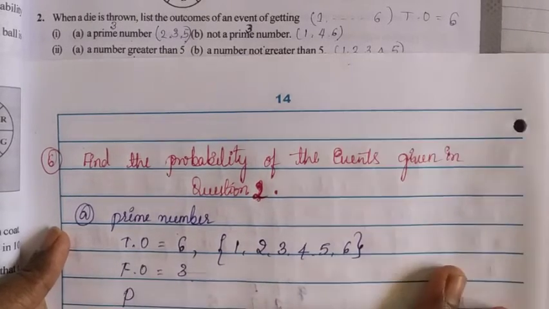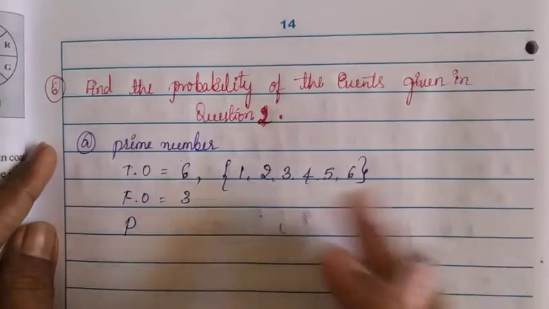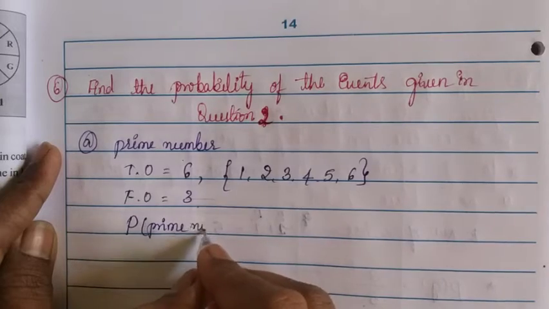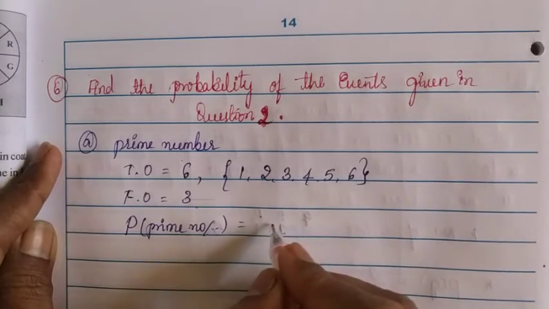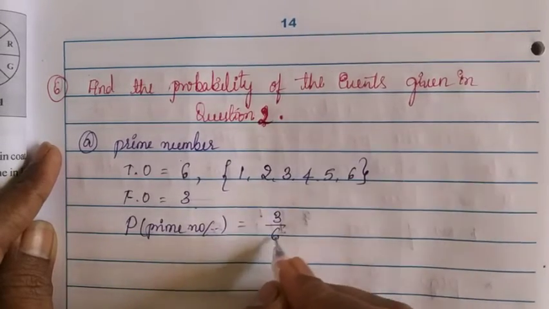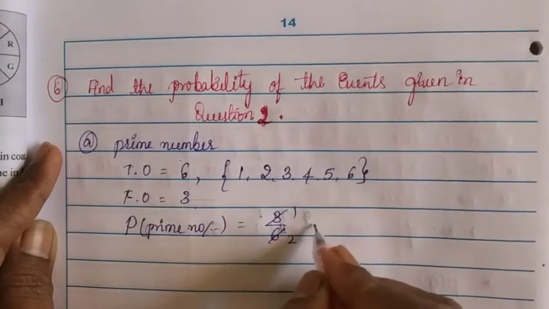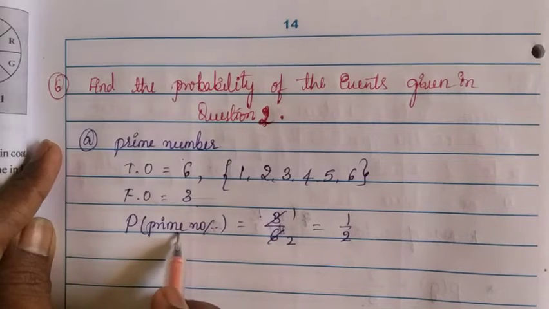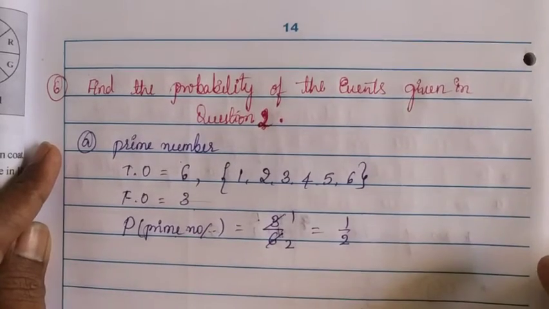Now probability of getting a prime number. Probability of getting a prime number is equal to 3 by 6. That means 3 ones are 3, 3 twos are 6, 1 by 2. This is the probability of getting a prime number when a die is thrown.